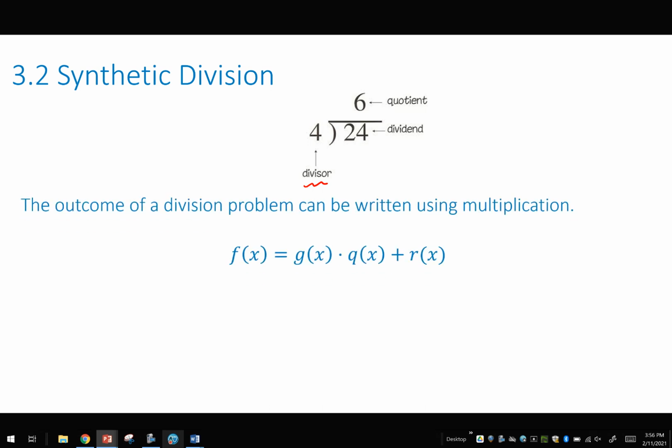Okay, so again, the outcome of a division problem, we can actually write it with multiplication, just like we did in that warm-up where it was 5 times 3 plus 4. In this case, if we wanted to get 24, that would be 4 times our quotient, our q of x, which is 6, plus any remainder. Well, 4 goes into 24 nicely, it goes in there 6 times, so this remainder would be 0. So that's writing any division problem as multiplication.